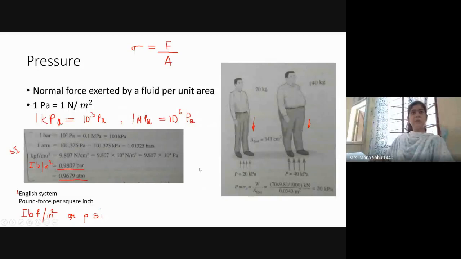Yesterday's class, we learned about what is pressure, fluid pressure, and we also learned about the unit. I told you how to specify the units for pressure, which is exactly the same as stress, but we learned that it is not a vector component but a scalar component. 1 Newton per meter square equals 1 Pascal. We also learned about bar, atm, kgf per centimeter square, and also the English system, that is the pound force or psi. That's what we learned.